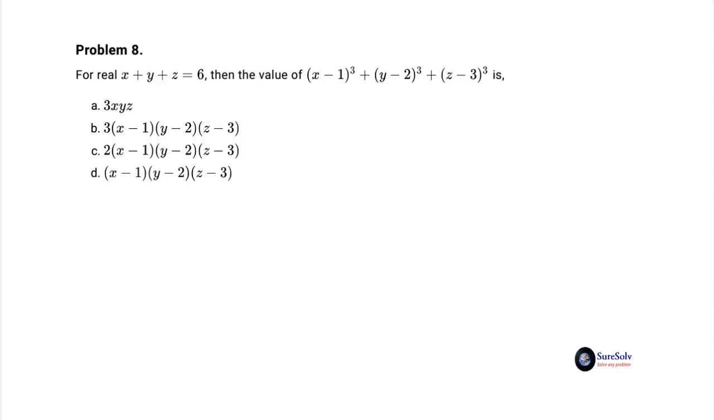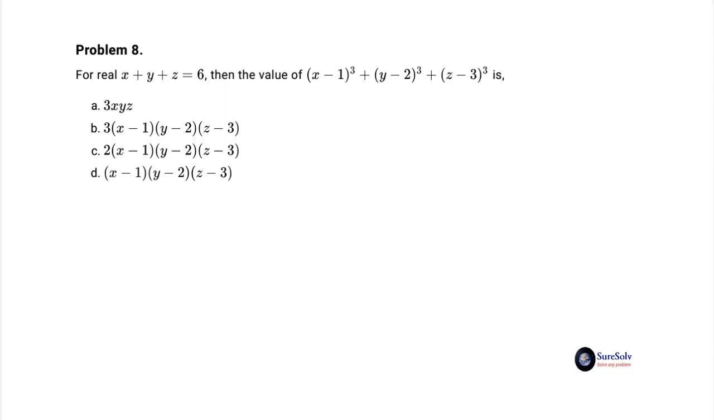Question 8 is, for real x plus y plus z equal to 6, the value of x minus 1 whole cube plus y minus 2 whole cube plus z minus 3 whole cube is option A 3xyz, option B 3 times x minus 1 times y minus 2 times z minus 3, option C 2 times x minus 1 times y minus 2 times z minus 3 and option D x minus 1 times y minus 2 times z minus 3.